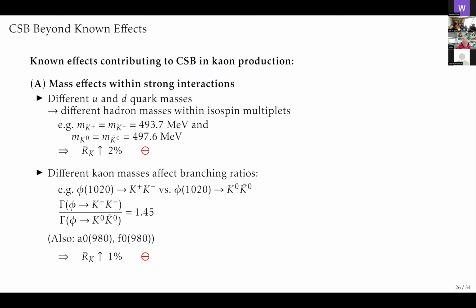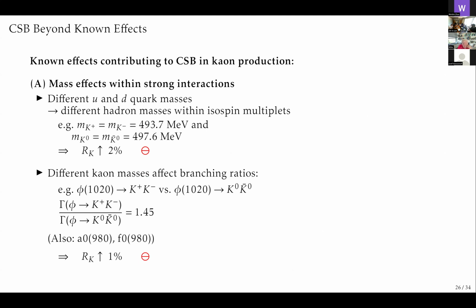So the first one is the mass effect within the strong interactions. We have different quark masses, and as a consequence, we also have different masses of the kaons, and this indeed brings the ratio up, but only by about 2%. This was the estimation.